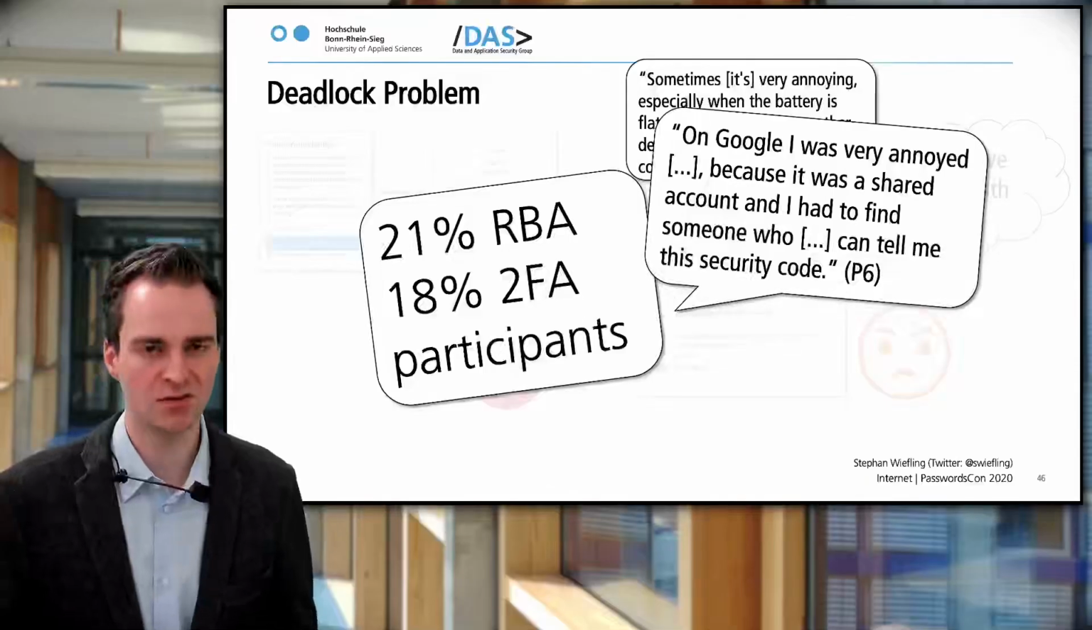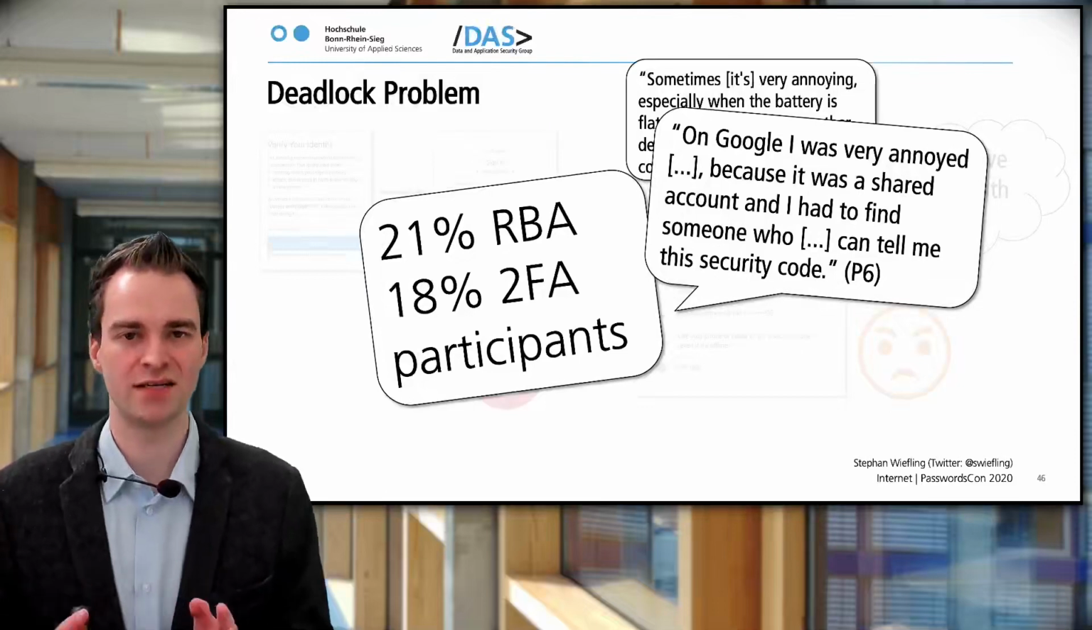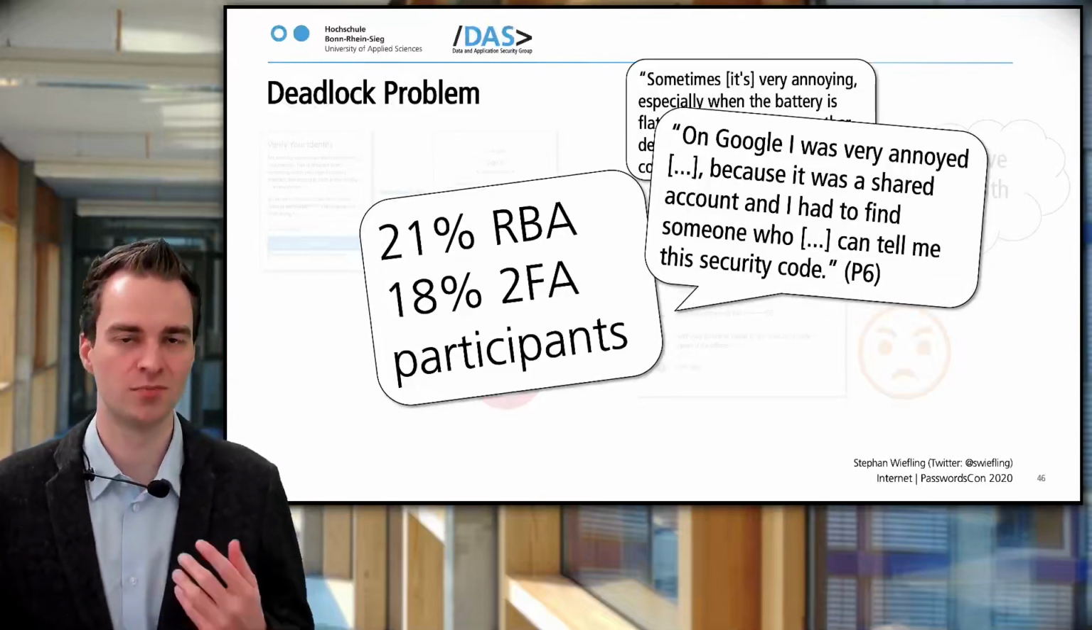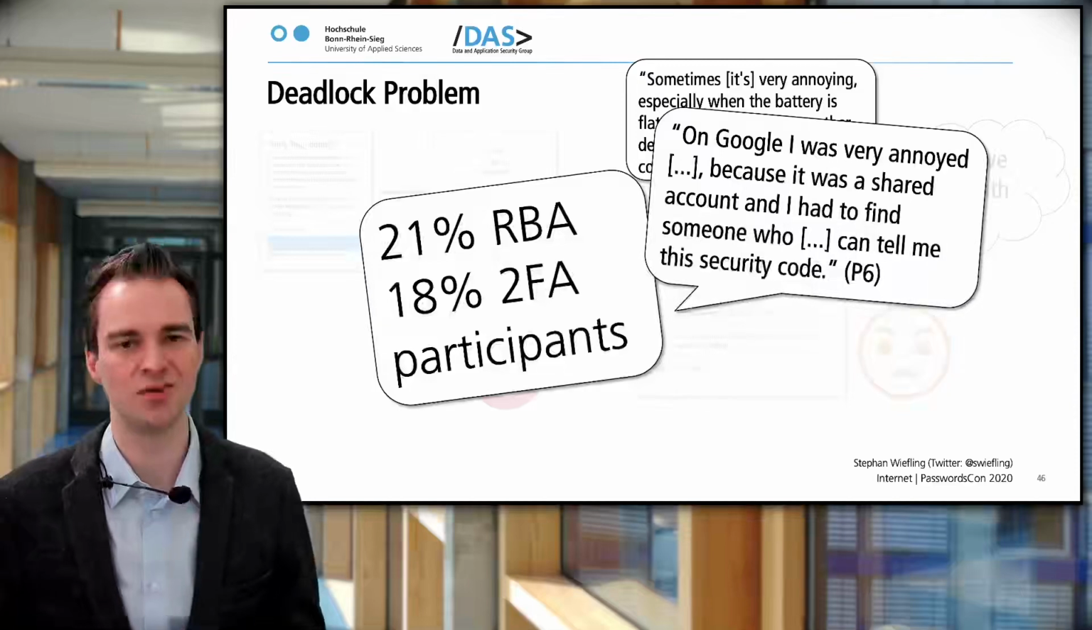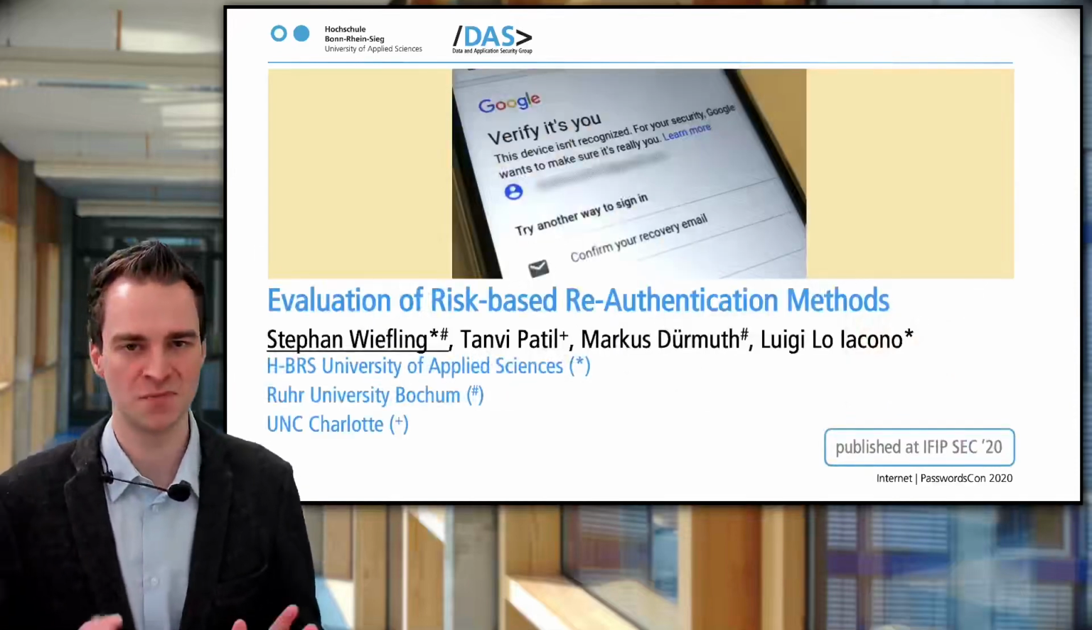This was a problem here. And also with shared accounts, this seems to be a problem. So if you're an RBA developer or deployer, you really need to tackle that. You need to care about what the second factor is that you're actually offering here for re-authentication.